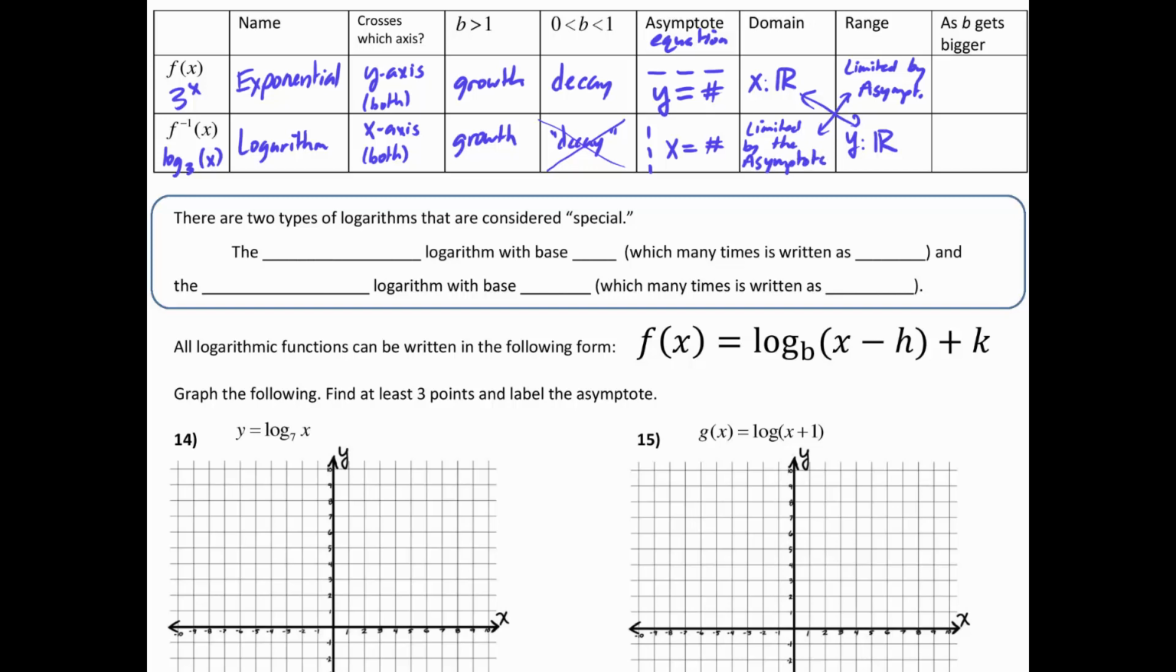So let's talk about what happens if b gets bigger. If b gets bigger for an exponential, we grow up faster. But if b gets bigger for a logarithm, we are not growing up, we're growing out. And that's really important. We grow out faster.